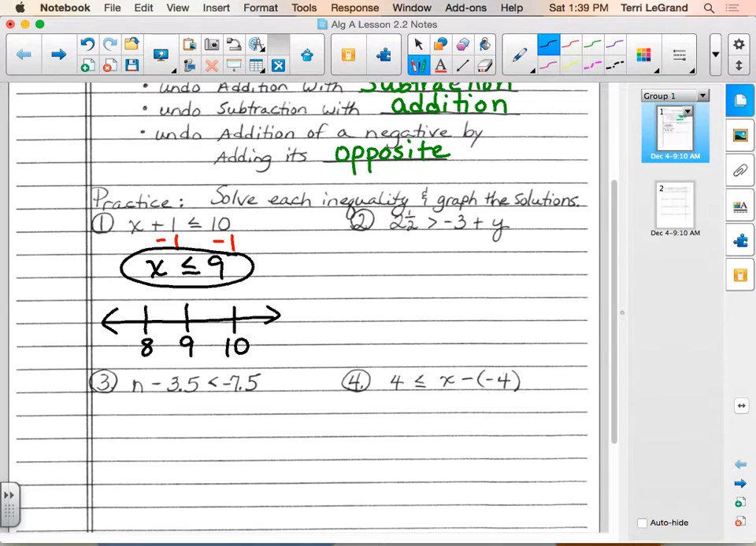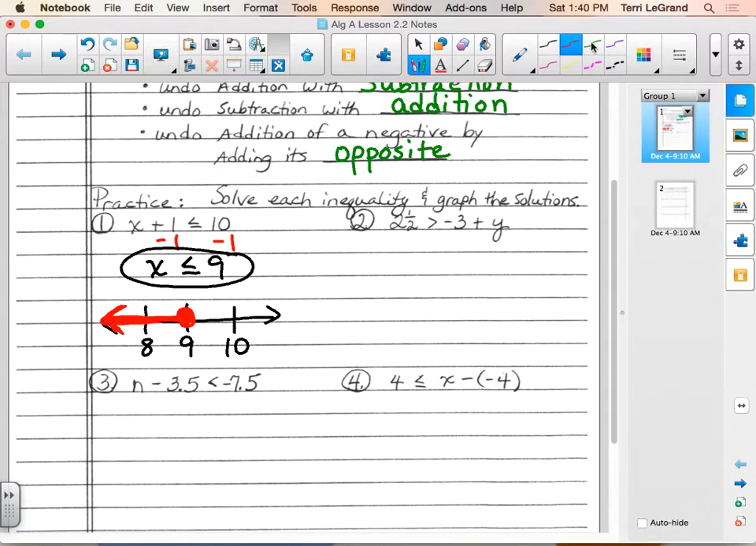So now we're going to put our circle at 9 and decide if 9 is included. Can x be 9? Yes, it can because of the equal to bar, so we'll color it in. And then what else can x be? X can be any number that is less than that, so we would shade, showing that all of these other numbers on the number line are also a part of the solution. So we have our algebraic solution, and we have our graph representation of it. Okay, let's move on to number 2.